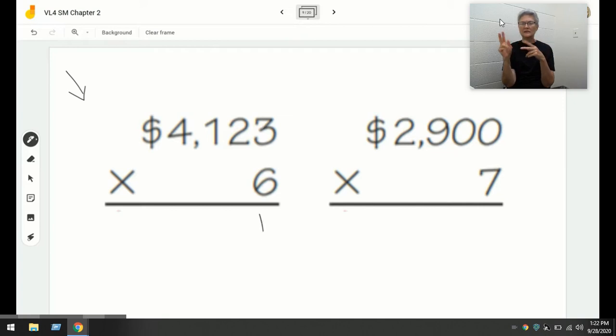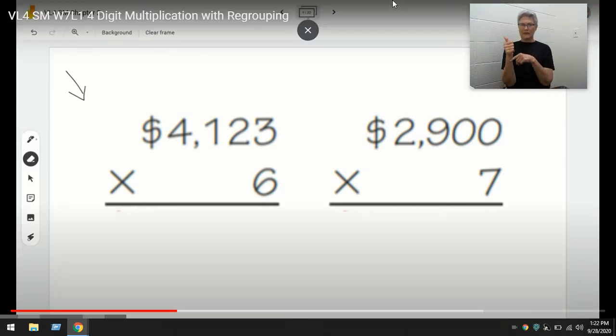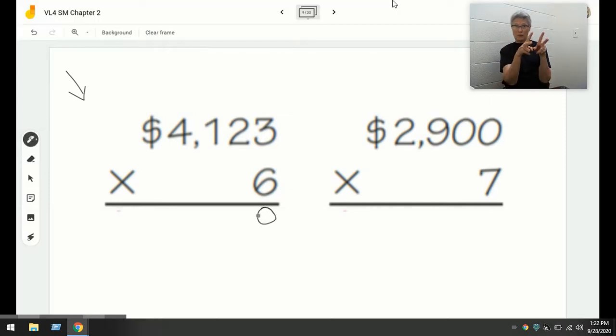I'm not going to write 18 down here because we've got this group of 10. Rather, I'm actually going to make sure that I regroup by placing my 10 in the tens column. And now I have 6 times 2, which is 12, plus that one more. So now we have 13 tens. I'm going to go ahead and put 3 tens. Now we can say that we've regrouped, and we have 100. 6 times 100 is 6, plus one more is 7.